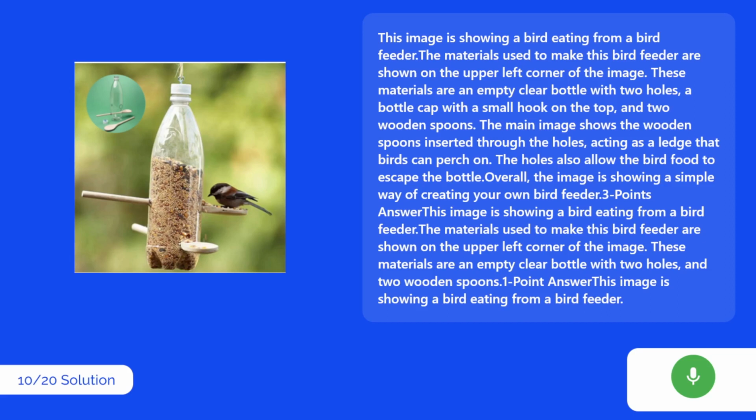1 point answer. This image is showing a bird eating from a bird feeder.